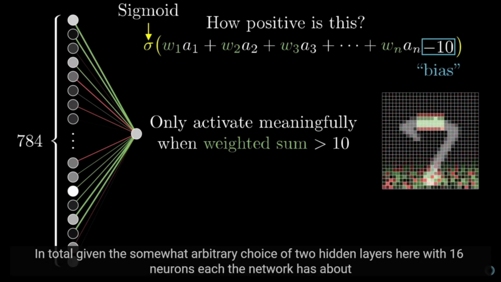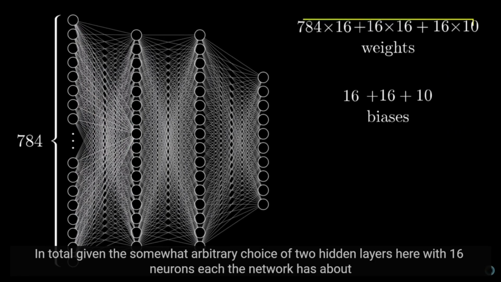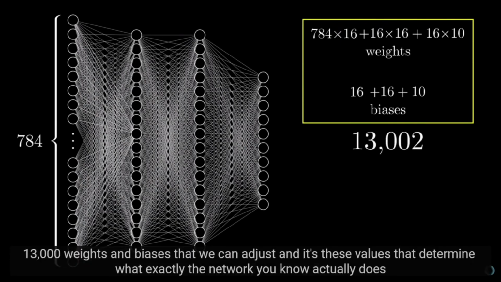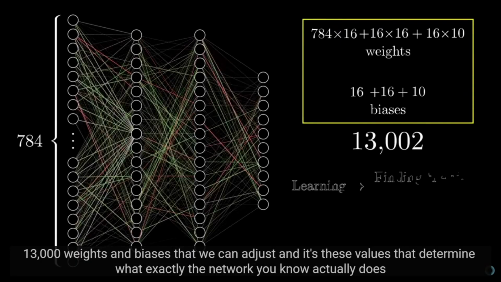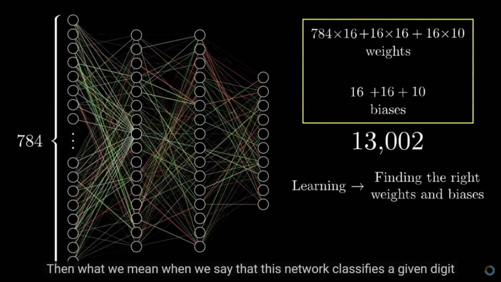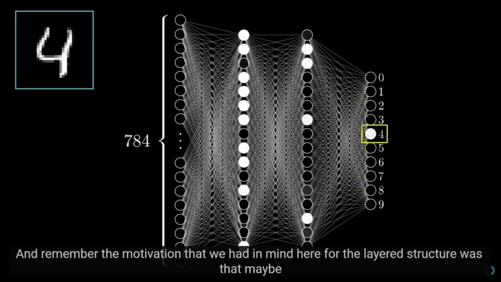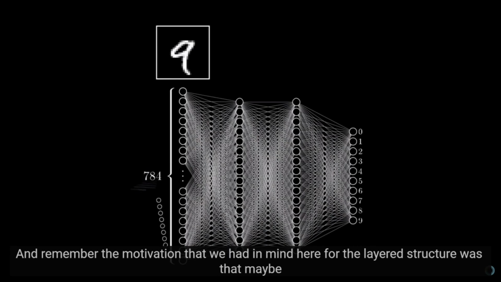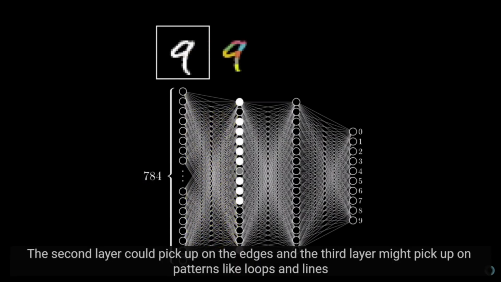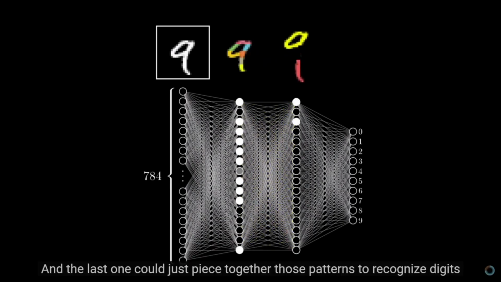In total, given the somewhat arbitrary choice of two hidden layers here with 16 neurons each, the network has about 13,000 weights and biases that we can adjust. And it's these values that determine what exactly the network actually does. Then what we mean when we say that this network classifies a given digit is that the brightest of those 10 neurons in the final layer corresponds to that digit. And remember, the motivation that we had in mind here for the layered structure was that maybe the second layer could pick up on the edges, and the third layer might pick up on patterns like loops and lines, and the last one could just piece together those patterns to recognize digits.